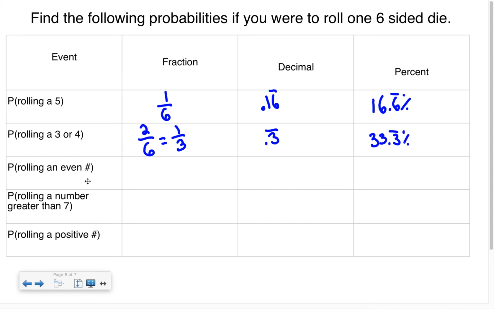Now the probability of rolling an even number. If we're rolling an even number, 2, 4, and 6 are going to be the even ones. So there are 3 favorable outcomes out of the 6 total. 3/6 is 1/2. 1/2 as a decimal is 0.5. 0.5 is 50%.